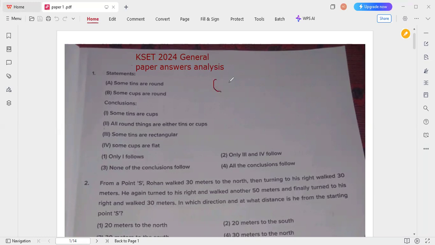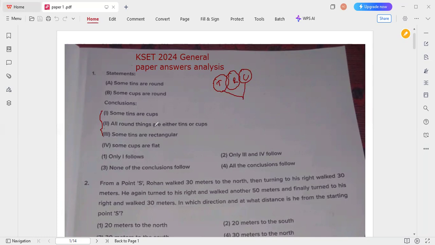So here some tins are round, and in the same way, some cups are round. Some cups also belong to the round. So when compared to this conclusion, some tins are cups, you can see tins are not at all related to cups, because tins are present in the round and cups are present in the round.